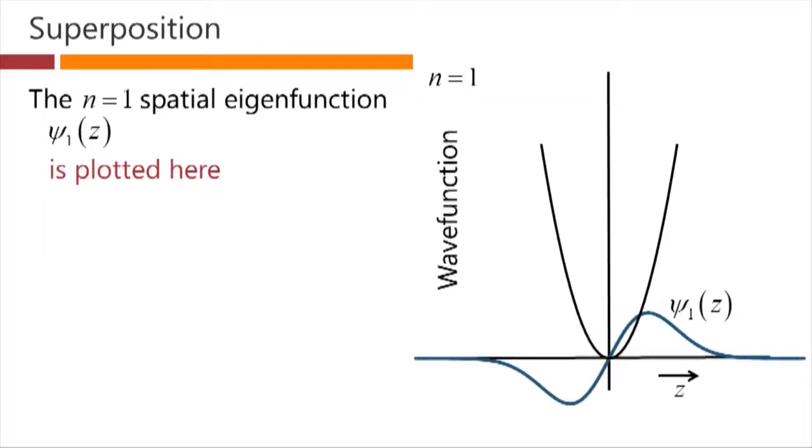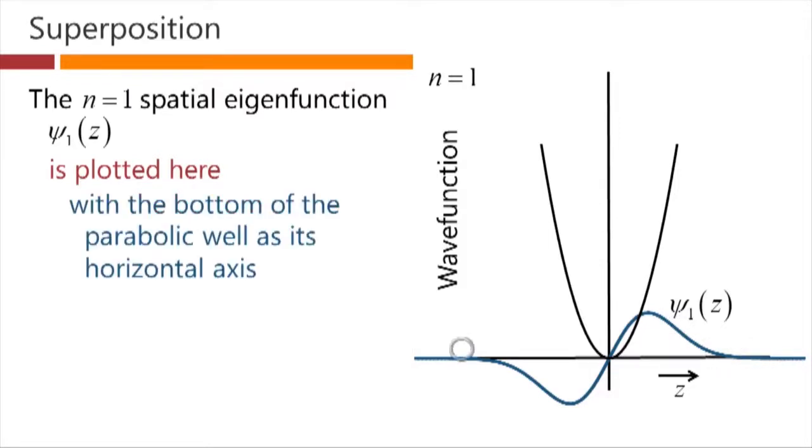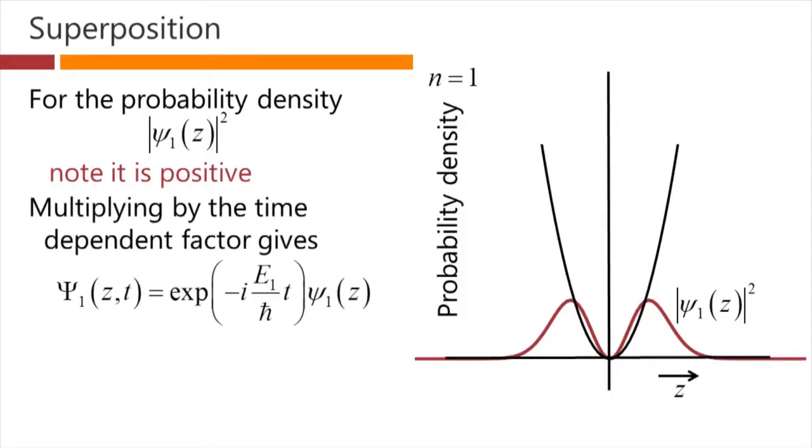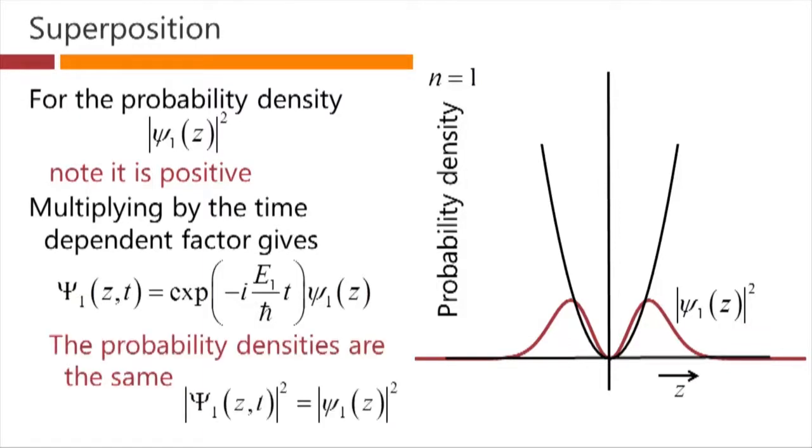Similarly, we can plot now the n equals 1 function, which is the second one in the harmonic oscillator problem, and it goes down and up and back. And again, we've chosen this as our horizontal axis now. Similarly, we can work out the probability density, again very similar to the particle in a box problem qualitatively. It's all positive, of course, and it's got two bumps in it. And again, if we multiply the spatial eigenfunction by the time-dependent factor so that it becomes a solution of the time-dependent Schrödinger equation, it makes no difference to the probability density.